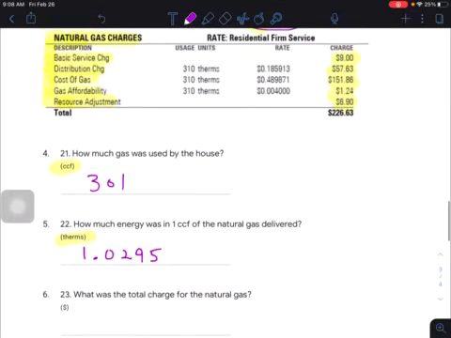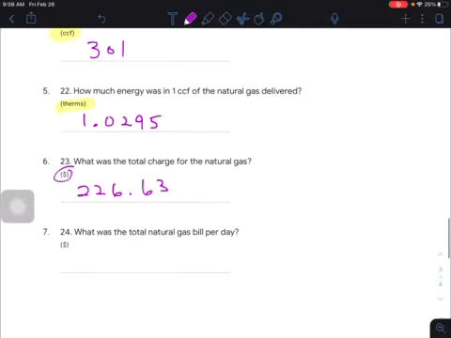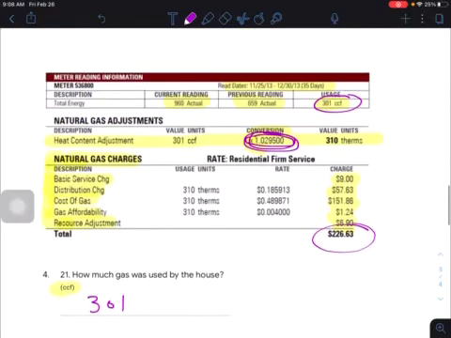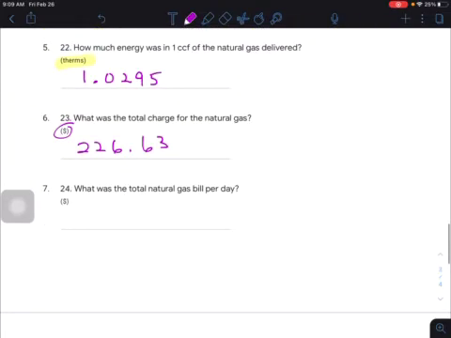The total charge for the natural gas is just exactly the way it was for the other one. You just look at your total charge, and this is in dollars. Total natural gas bill per day. I'm going to let you guys figure that one out. You've got your total bill is 226.63, and you're given it up here at the top for 35 days. You can figure out your cost per day. That's cost divided by number of days.